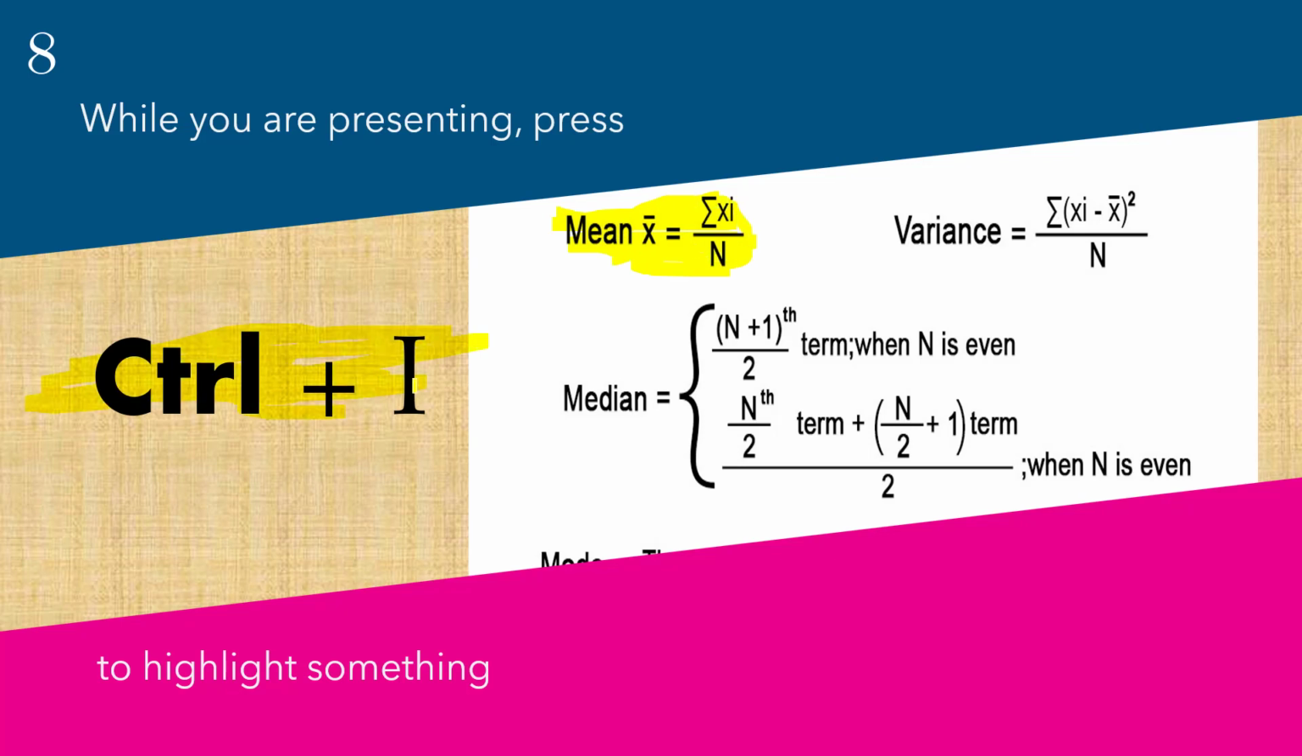So Control I is the key which you can use to bring in the highlighter and highlight anything which you want when you are presenting. And again, you can press Control E to bring in the eraser and erase all the highlighted part which you just made. So shortcut number 8 is you can press Control I to bring in the highlighter and highlight anything which you want.